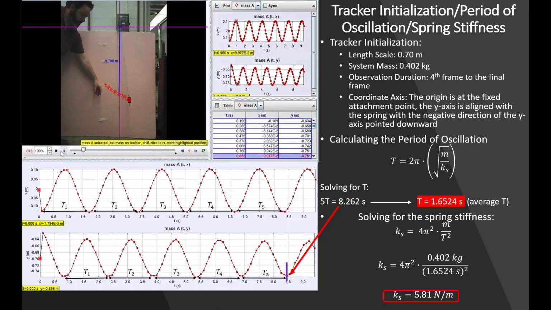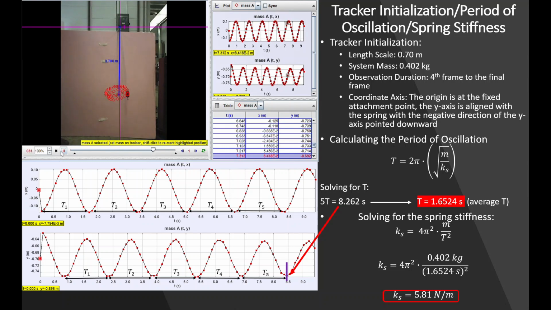Here I set the initial conditions in Tracker and calculated the period of oscillation and the spring stiffness. To the left is the Tracker video and its data. The length scale is 0.70 meters. The system's mass is 0.402 kilograms, and I observed the system from the fourth frame at its equilibrium position to the final frame, and I used the y-axis, which was aligned with the fixed attachment point with the negative end pointing downward. To calculate the period of oscillation, I used the graphs generated by Tracker.